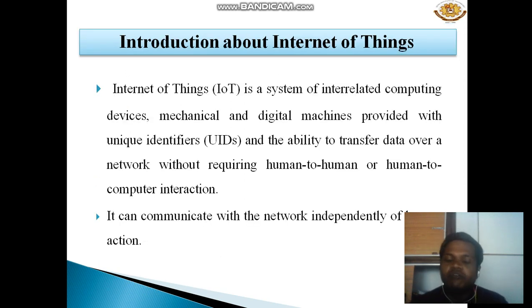As a part of embedded systems, we are going to discuss Internet of Things and its challenges. Internet of Things means interrelated devices where information is transferred from one device to another without any human intervention, human-to-human or human-to-computer interactions. They can communicate and network independently. So this is called Internet of Things.